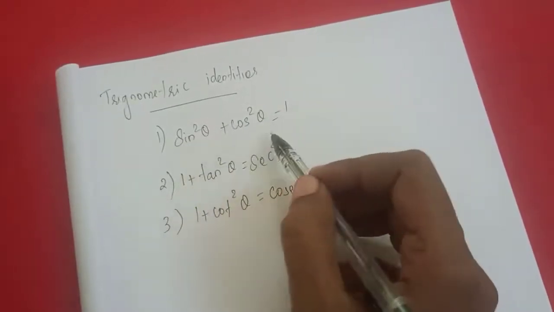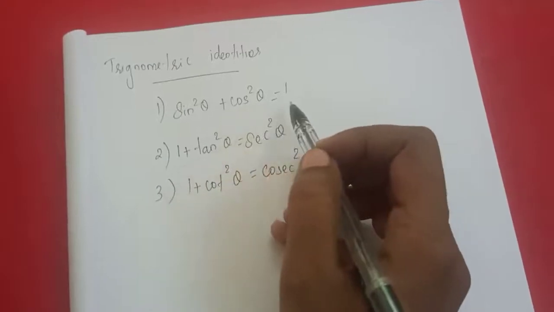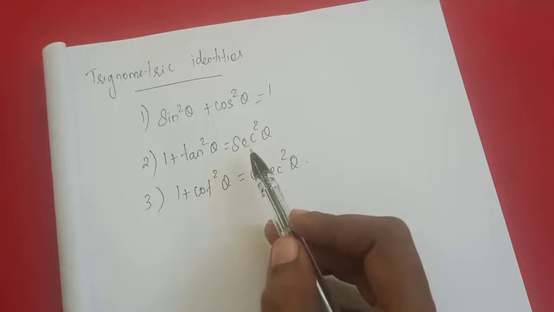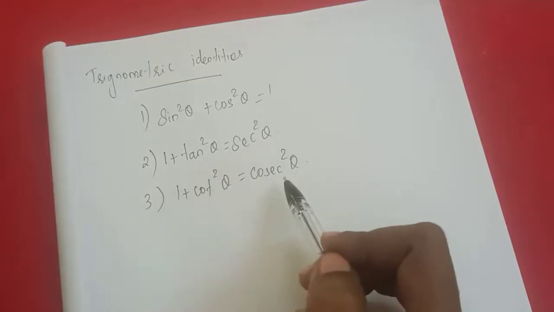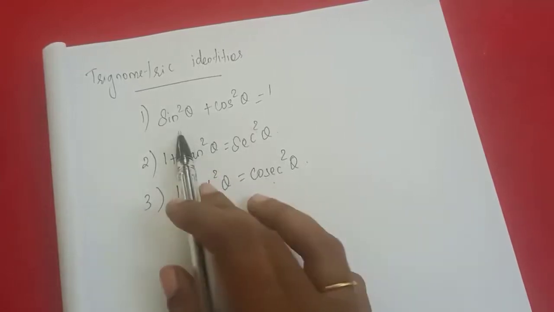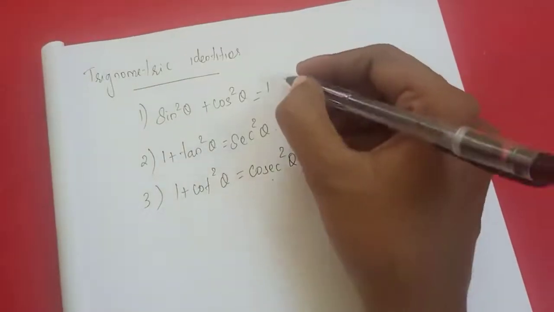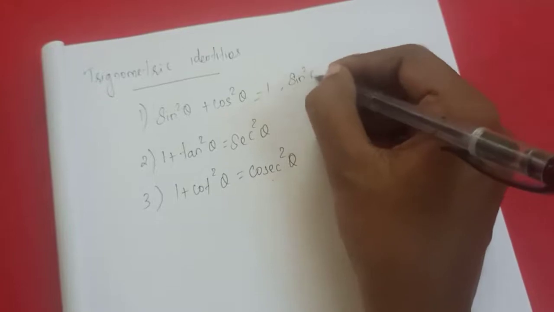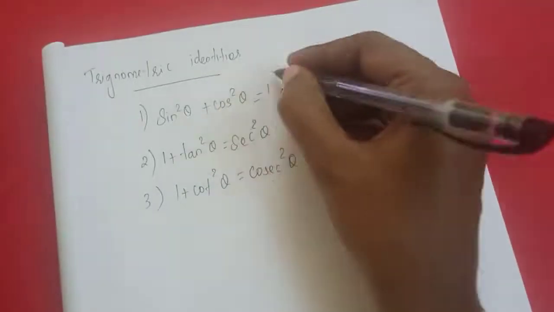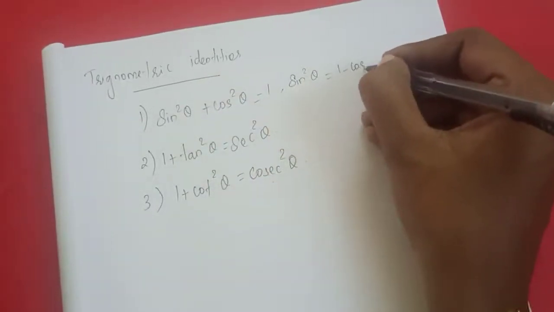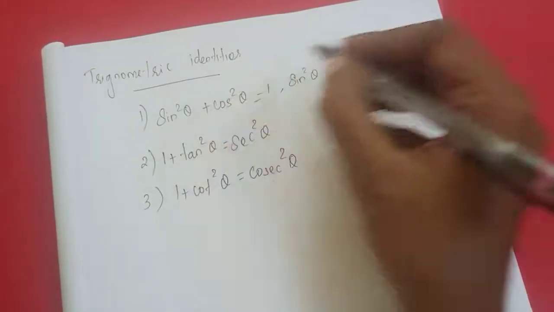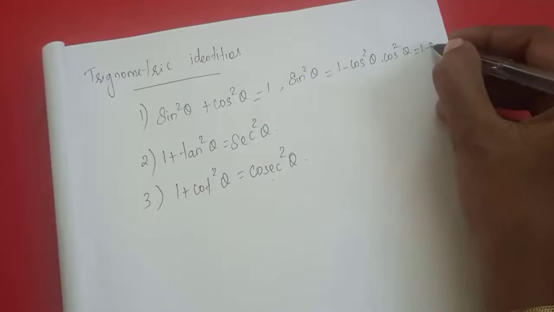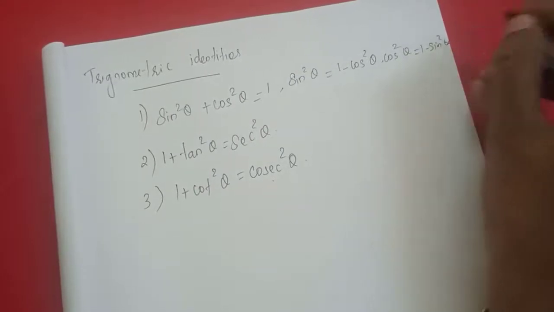So sin square theta plus cos square theta, what's the value? 1. Okay. 1 plus tan square theta, what's the value? Secant square theta. 1 plus cot square theta, what's the value? Cosecant square theta. From this we can form another two formulas. If you need the formula for sin square theta, bring cos square theta to this side, then 1 minus cos square theta. Same as that, if you need the cos square theta formula, bring sin square theta here, so we get 1 minus sin square theta.